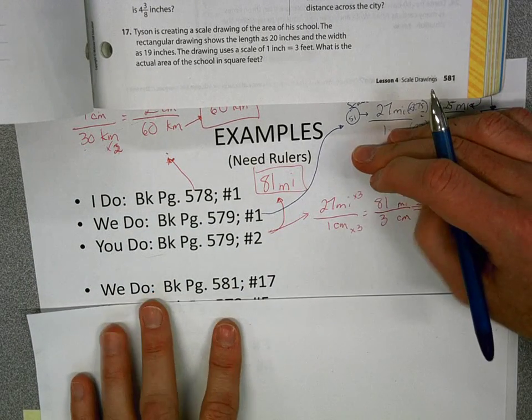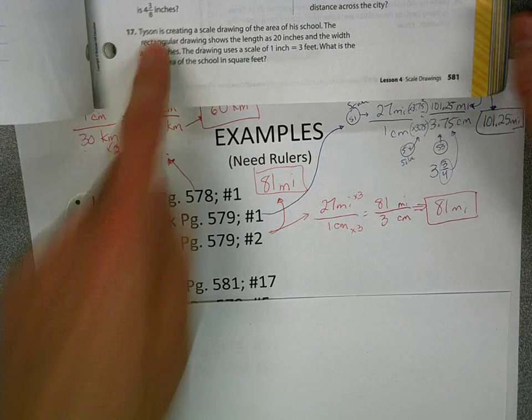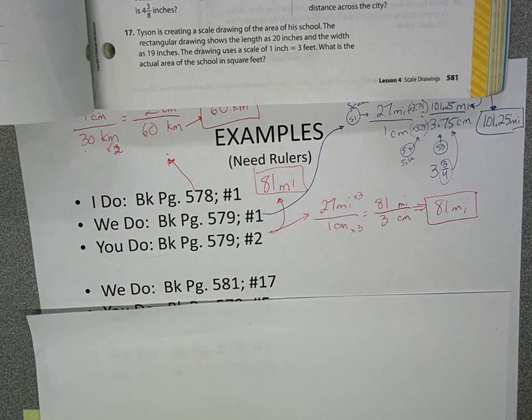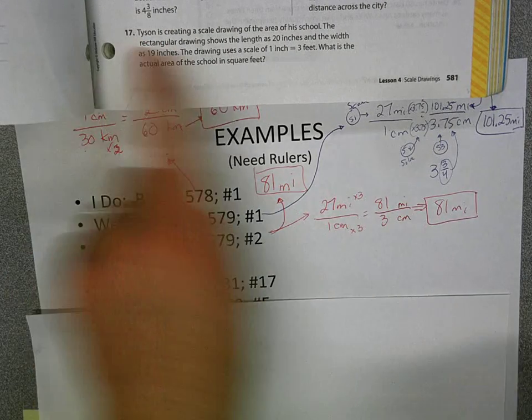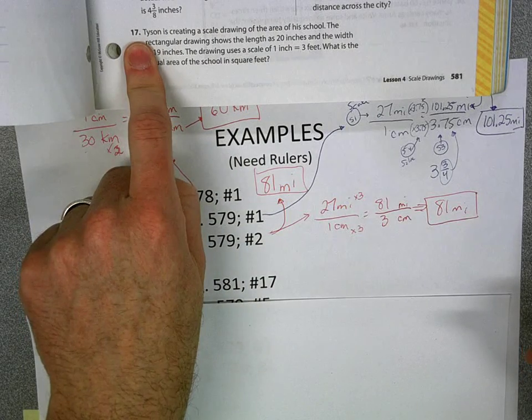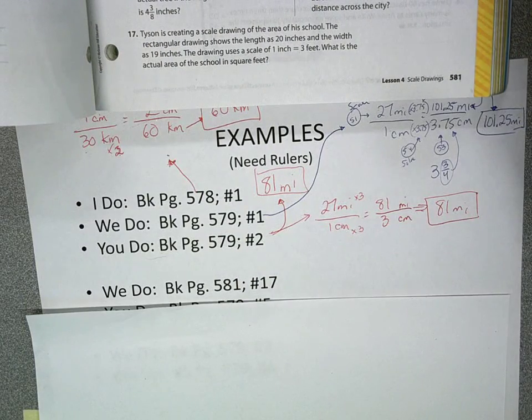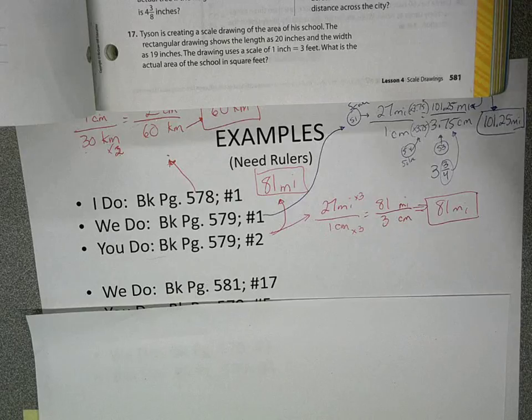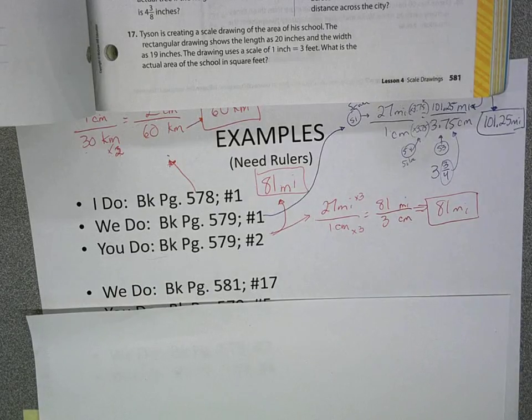All right, so let's close read 17. Everyone with me? 581, problem 17. Tyson is creating a scale drawing of the area of his school. The rectangular drawing shows the length as 20 inches and the width as 19 inches. The drawing uses a scale of 1 inch to 3 feet. What is the actual area of the school in square feet?